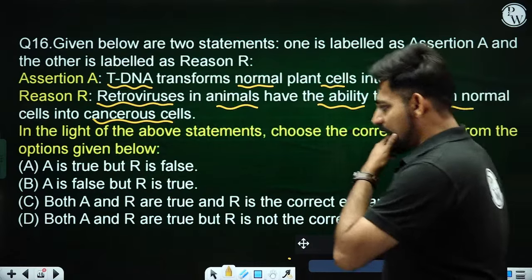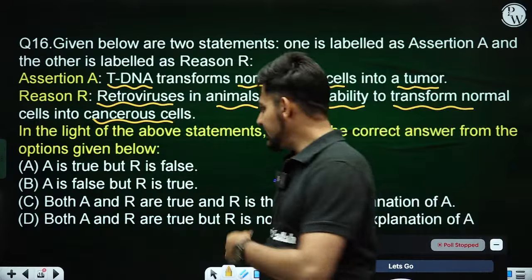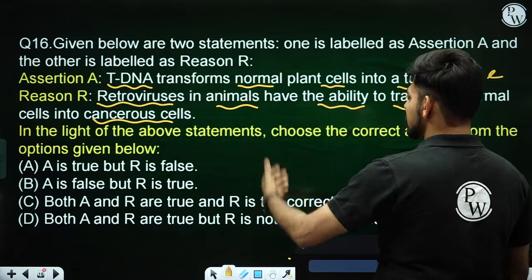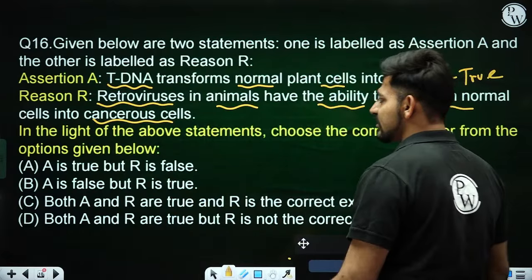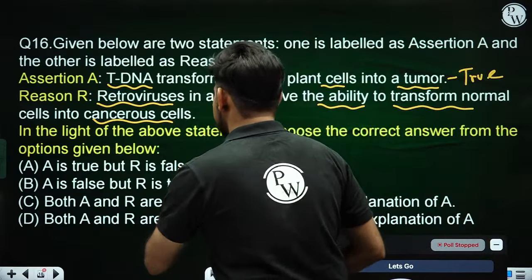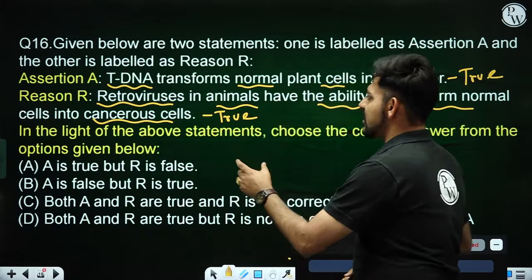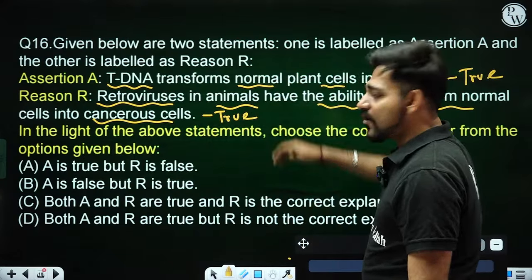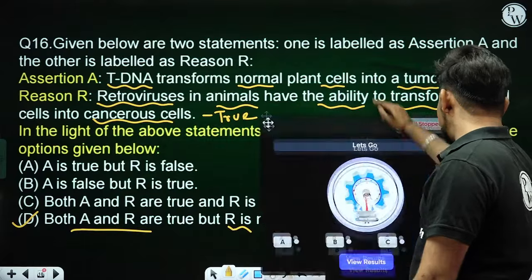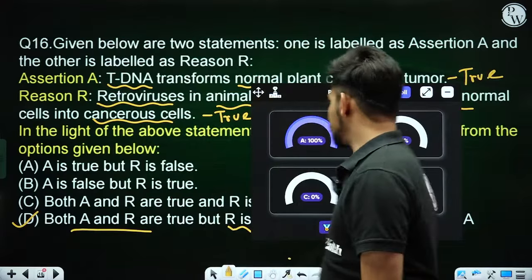Okay, I'm getting answers. A few, like Ritika, are answering option A, Ayush answered option D. Okay, so tDNA transforms normal plant cell into a tumor. That is a true fact, because tDNA is a part of the tumor inducing plasmid of Agrobacterium tumefaciens, the natural genetic engineer. The reason, retroviruses in animals have the ability to transform normal cells into cancerous cells, is also true. Due to the influence of the v-onc or viral oncogene, a few retroviruses have this capability. But the assertion and reason are not related to each other. So both A and R are true, but the reason is not the correct explanation of A. That is the right answer, and few of you have given the right answer in the comment section.